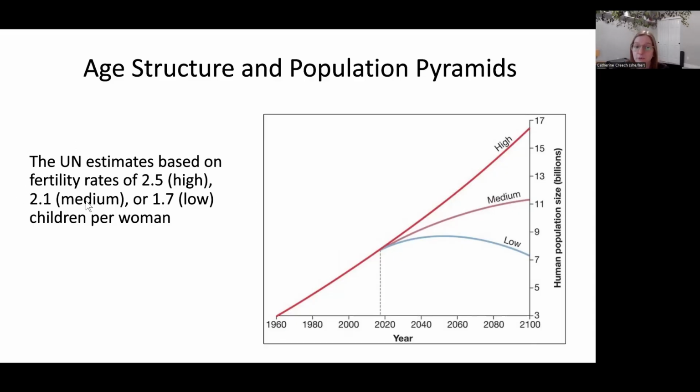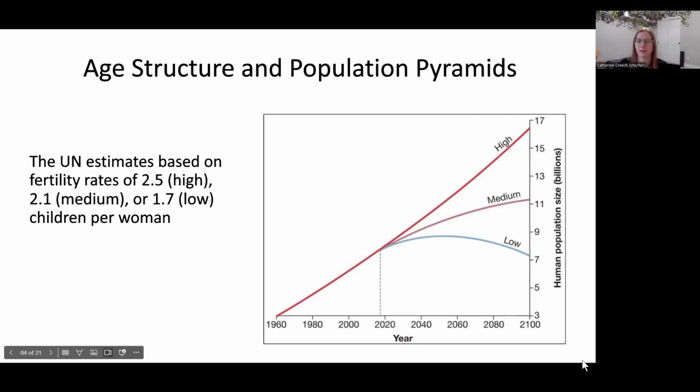If we have a medium fertility rate, which means the average woman has 2.1 kids, by 2100, we'll have just over 11 billion. And if our population fertility rate decreases and women have 1.7 children, then we will see our population grow a little bit, but then start to reduce. And by 2100, we will have less people on Earth than we have right now. Which of these is going to happen, we don't know. But these are the 3 projections of what may occur in the next 75 years.